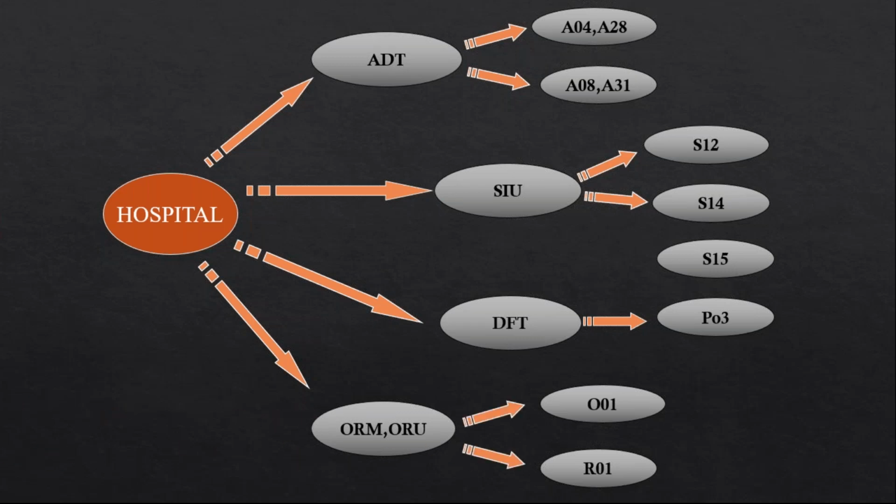Next we have ORM and ORU. ORM has the event type of O01, which represents an order message or a lab test that is being placed in the hospital system and will flow over to the lab system. Then once the lab is done with the test, it will return the results back to the hospital system, which is called ORU, which indicates observation result unsolicited, and the event type is R01.